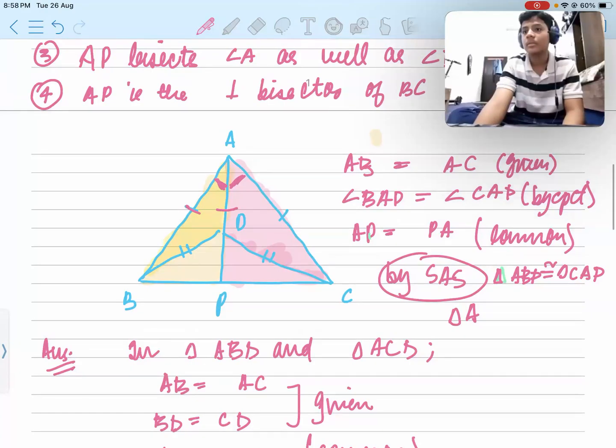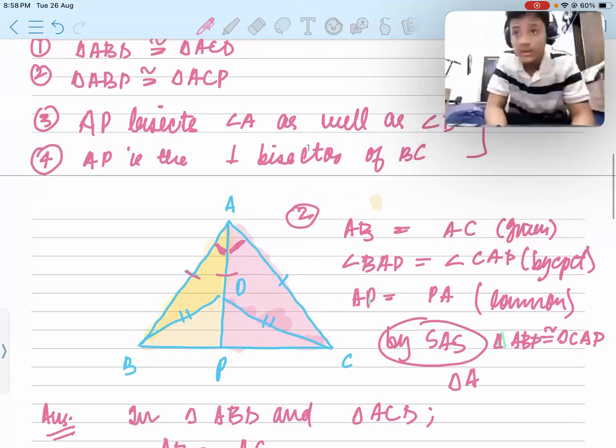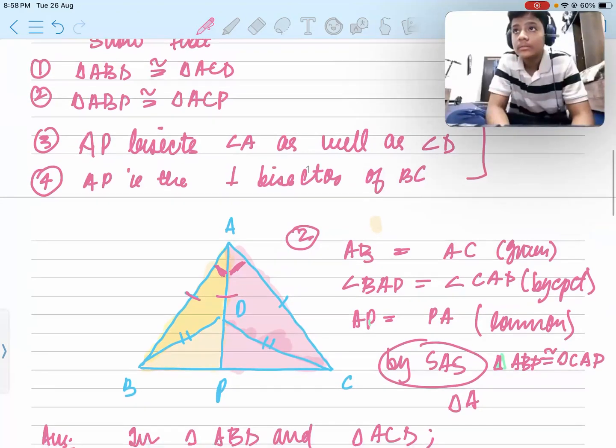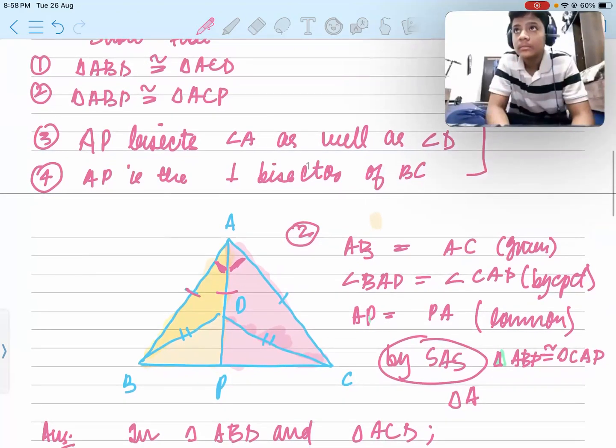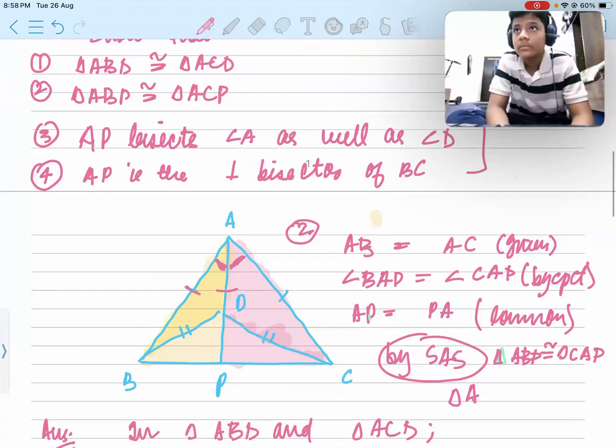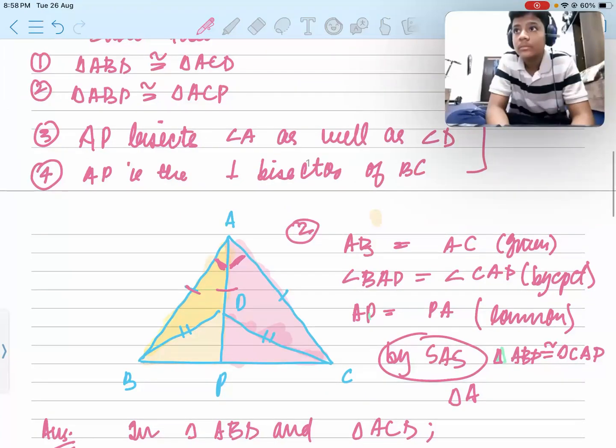Children, do this. Quickly do the second part as well. This is the second part. And after copying the second part, now you will do the third and the fourth part also. Now, children, look very carefully. The third part is actually very easy. It says you have to prove that AP is bisecting angle A as well as angle D.